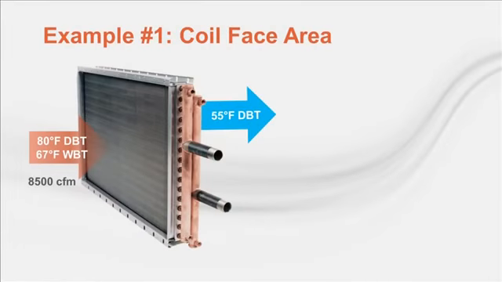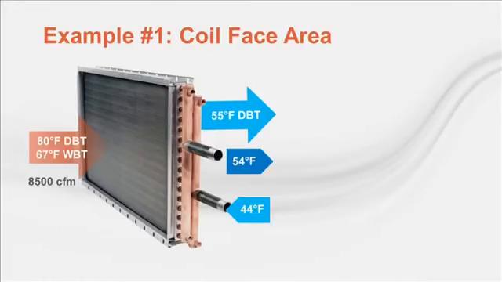To demonstrate these impacts, let's look at an example coil selection. The condition of air entering the coil is 80 degrees dry bulb and 67 wet bulb. For this example, 8500 CFM of air needs to be cooled and dehumidified to 55 degrees leaving the coil.